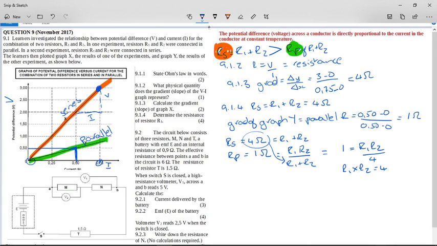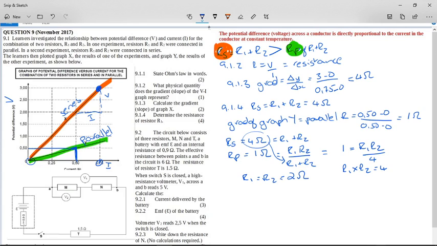We have to figure out, if you think about and do the maths, 2 times 2 equals 4, and 1 over 2 plus 1 over 2 gives you 1, which will give you the parallel resistance. So the most logical thing here is R1 equals R2, and they are both equal to 2 ohms.